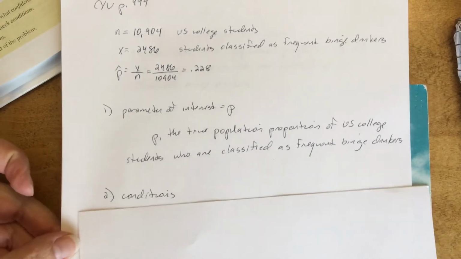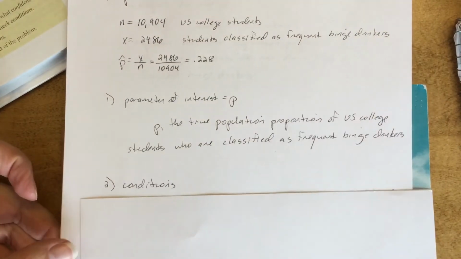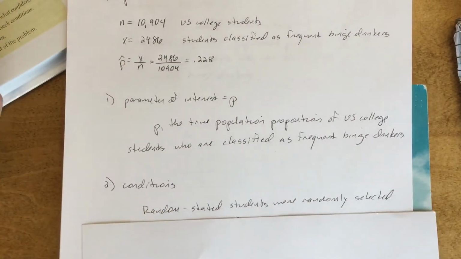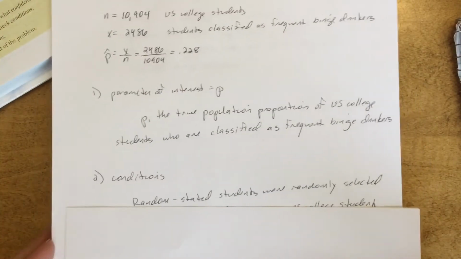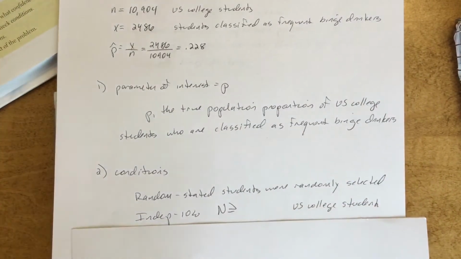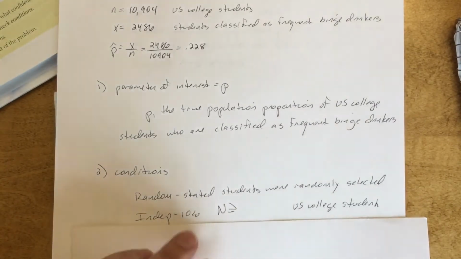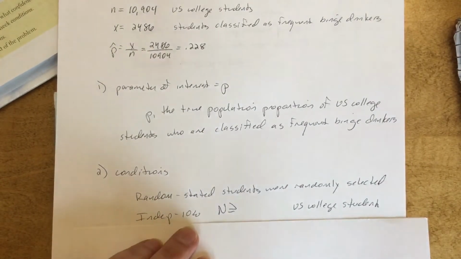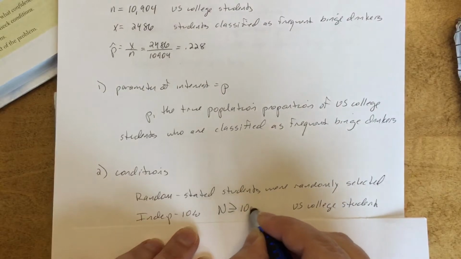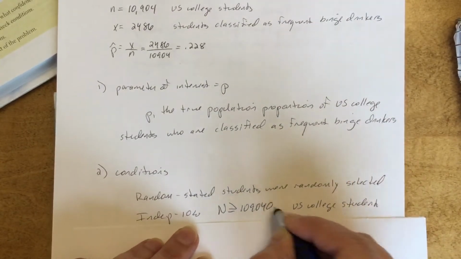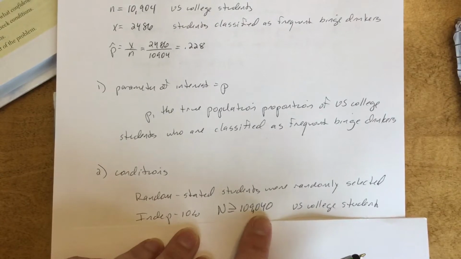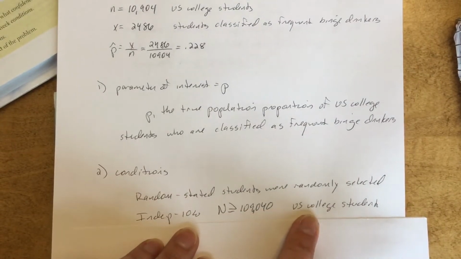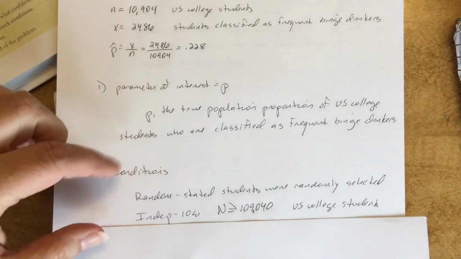Then it said, number 2, to go through our conditions. Well, we know our conditions. Random. It was stated that the students were randomly selected, so that's good. Independence, 10%. Is our population more than 10 times our sample? Well, our sample was 10,904, and if I multiply that by 10, I'm pretty confident there's more than 109,040 U.S. college students. A lot of college students, so that condition's met.